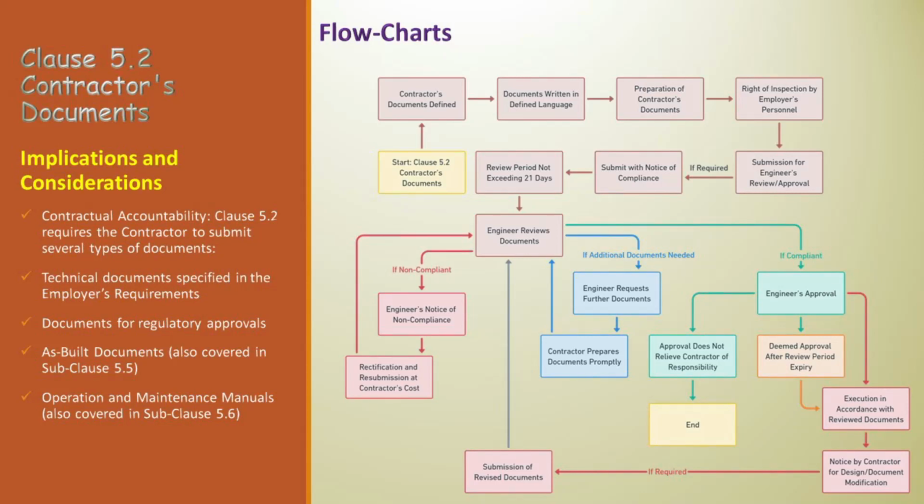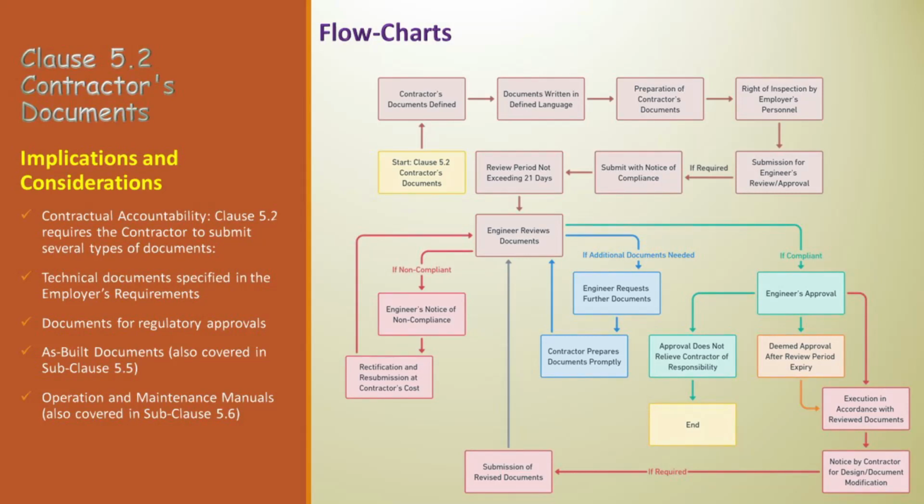Next is notice by contractor for design document modification. If the contractor wants to change a design or document that was already submitted, they must tell the engineer right away. Next is submission of revised documents. The contractor must send in the changed documents following the same process as before. Next is deemed approval after review period expiry. If the engineer doesn't respond within the 21-day review period, the document is considered approved.